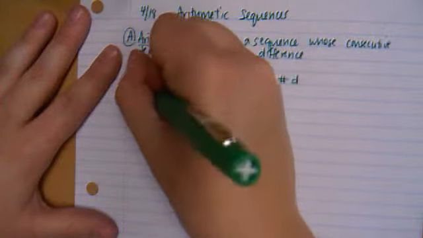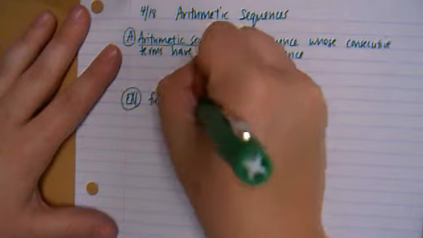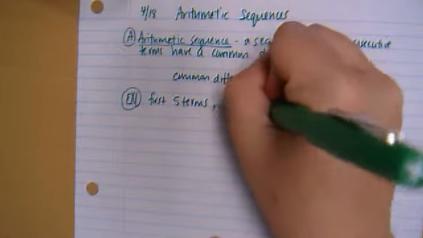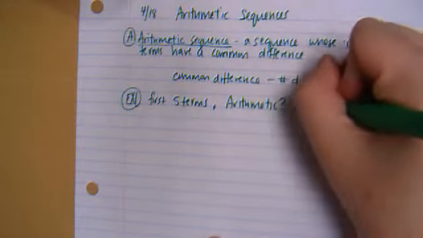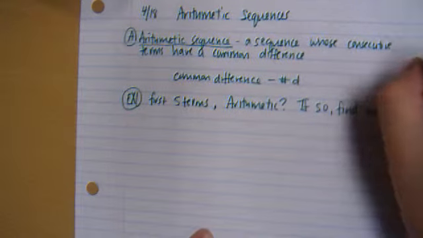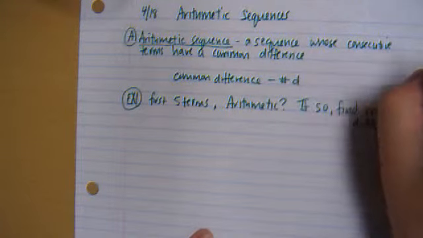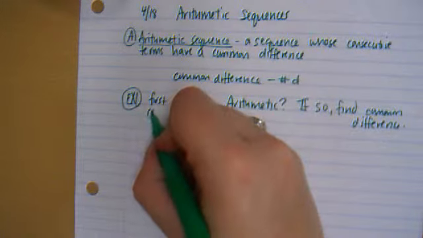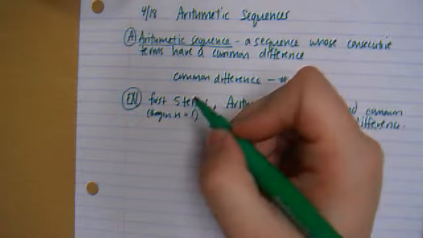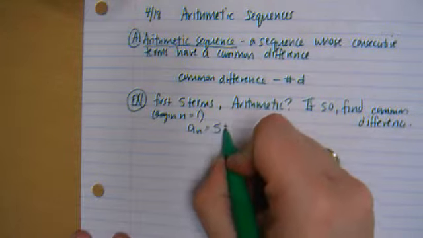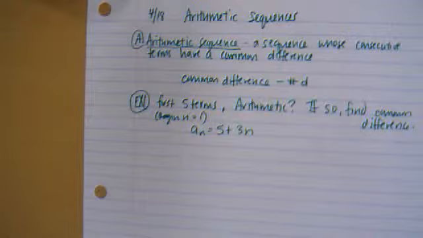Okay. Example 1. Write the first 5 terms. Determine if it's arithmetic, and if so, give me the d. Okay, start with n equals 1. So I have my function a_n equals 5 plus 3n.